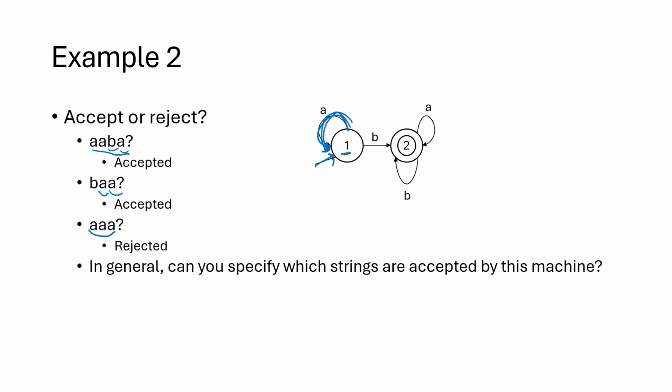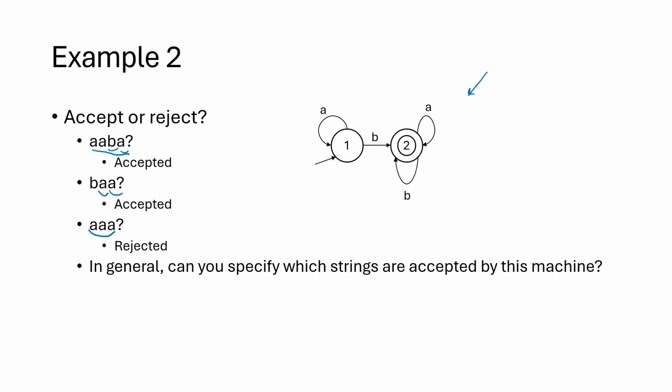Now, here comes the big question. Okay, now we know how, given a single input stream, to determine whether it is accepted or rejected by the machine. But the question is, looking at these three examples and also looking at the machine itself, the state transition diagram, can we determine in general what type of inputs are accepted by this machine, and as a result, what type of inputs are rejected by this machine?